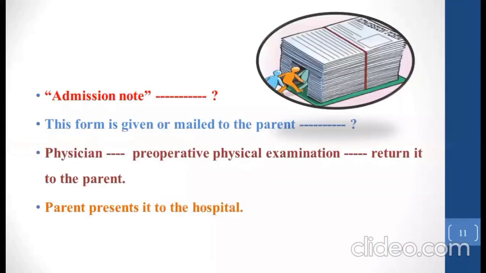Now, what is admission note? The admission note provides general information about the child and the reason for his admission to the hospital. The short stay record serves as a first entry in the note section of the hospital record. So it is referred to as the admission note, and this form is given to the parent or mailed to the parent. They should give it to the child's physician, and the physician enters any preoperative physical examination and returns it to the parents, and then the parent presents it to the hospital admitting personnel for inclusion into the hospital chart.